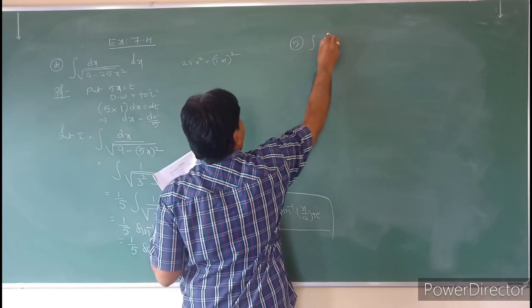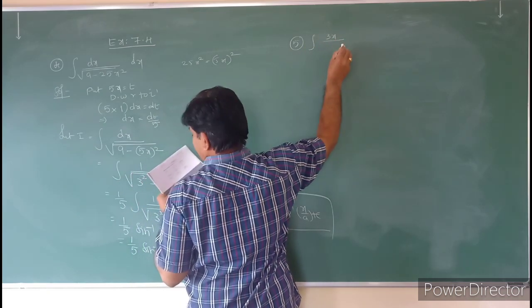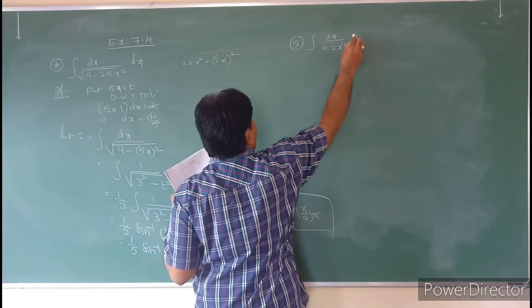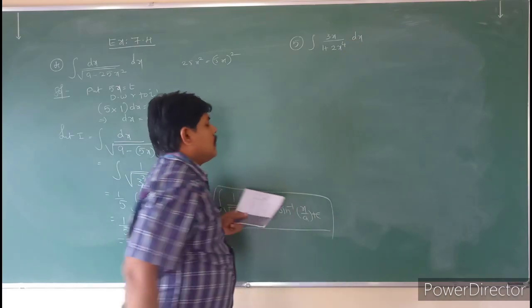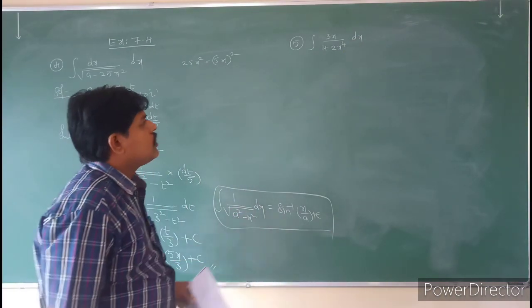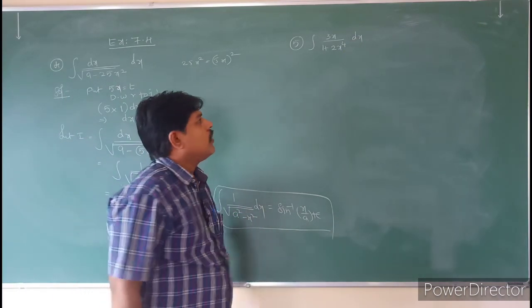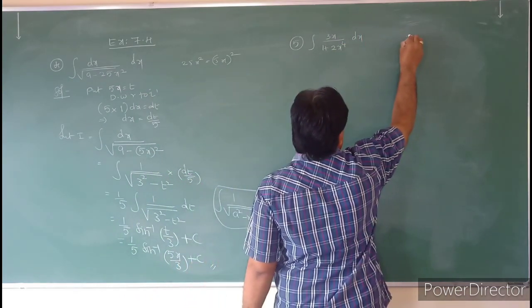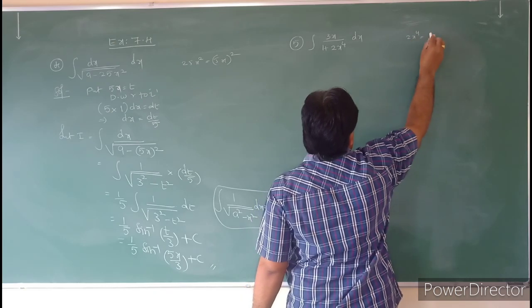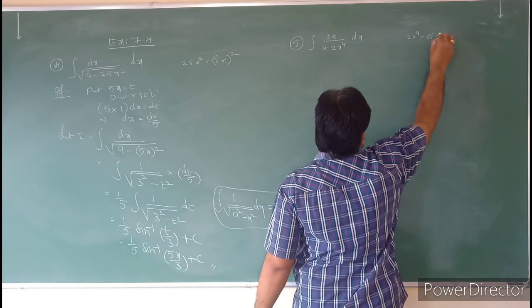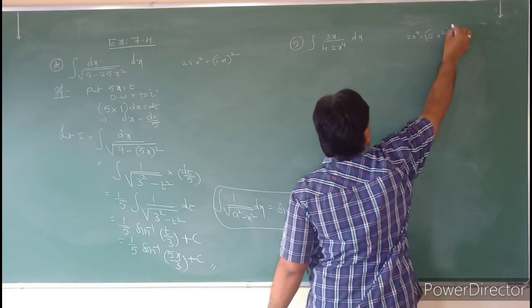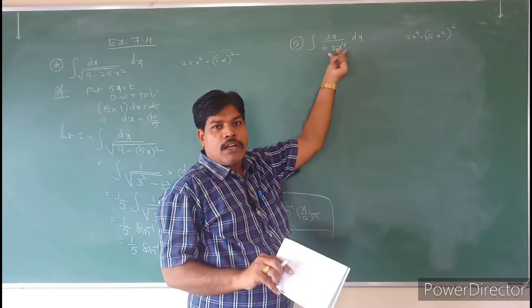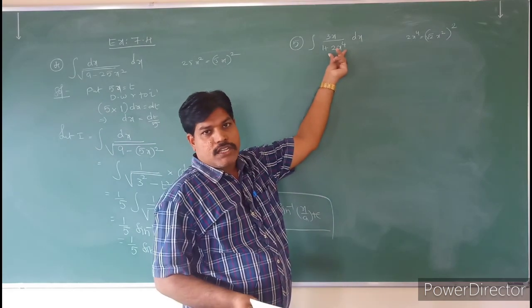So integral of 3x by 1 plus 2x power 4 into dx. Integral of 3x by 1 plus 2x power 4 into dx. So this value also you have to write in the form of x square. So how can you write that? See this one, 2x power 4 you can write as root 2 into x square whole square. So this term you have to write in the form of x square, understand that.